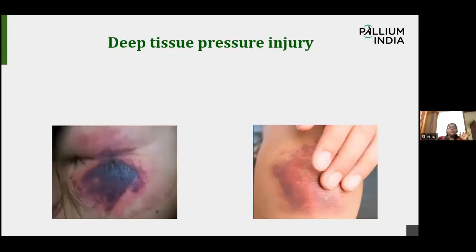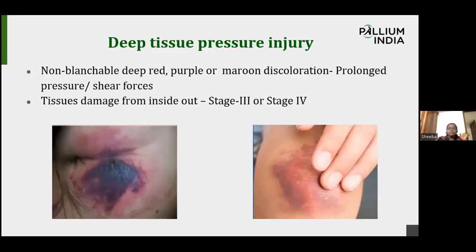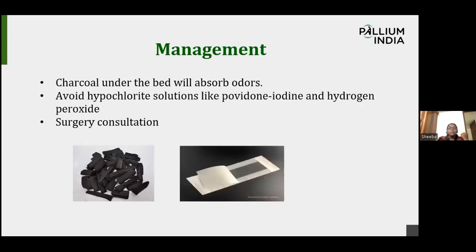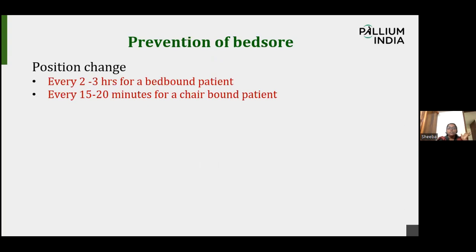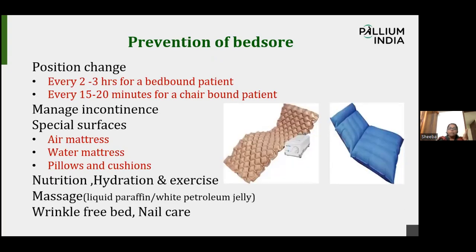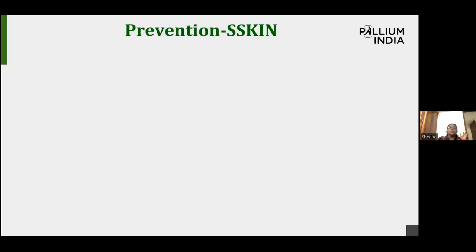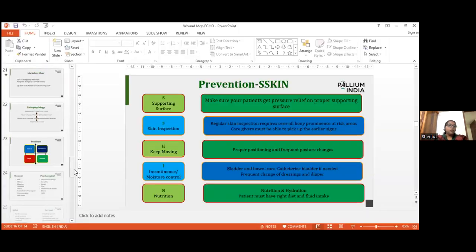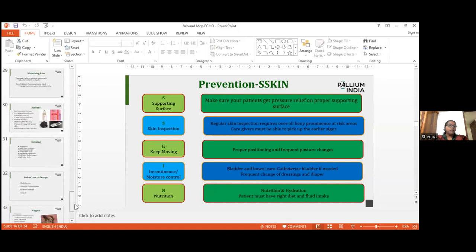And the sixth one is deep tissue pressure injury. We already discussed these things, and the management part, you all know that. Coming to the prevention: position change, manage incontinence, special surfaces like air mattress or water mattress, nutrition, massage, provide a wrinkle-free bed, nail care. So all these things you have to keep in mind. So I think we can stop here. One more patient story here, just to highlight one.